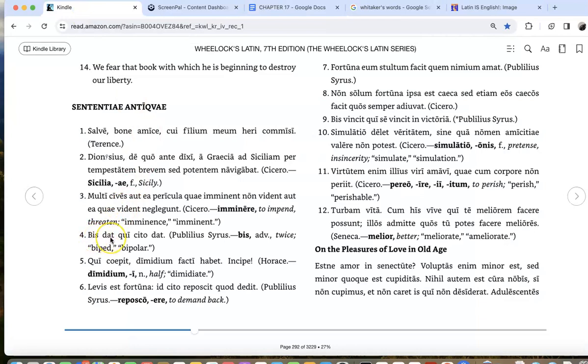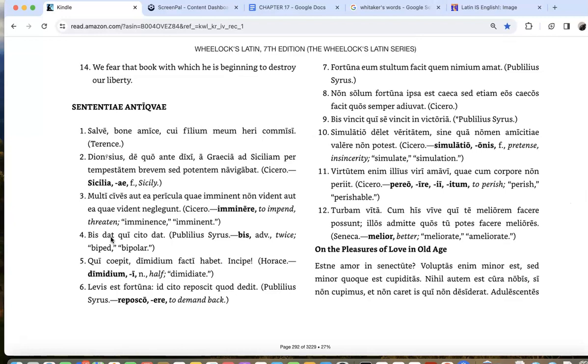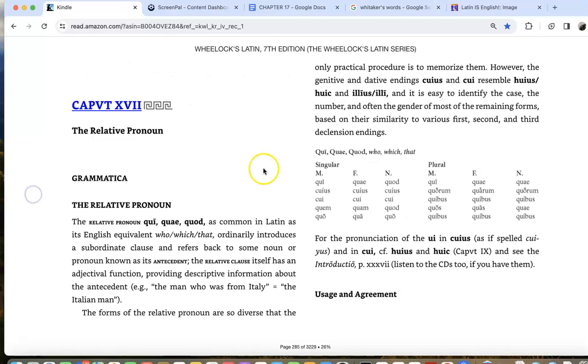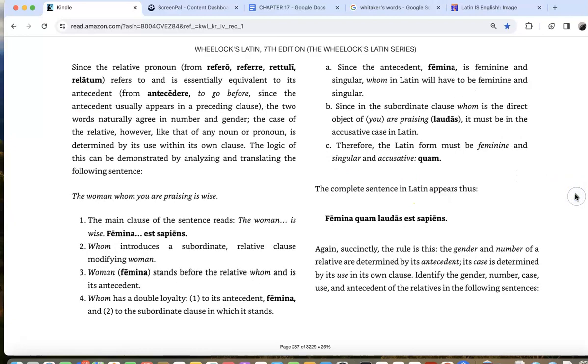So he gives, dat. I think we had this word in chapter 1. So do, I give; das, you give; dat, he, she, it gives; damus, we give; datis, you all give; dant, they give. And then bis means twice, like bicycle or biennial. And then who, this is our relative pronoun in the masculine singular, qui, referring back to whoever gives twice.